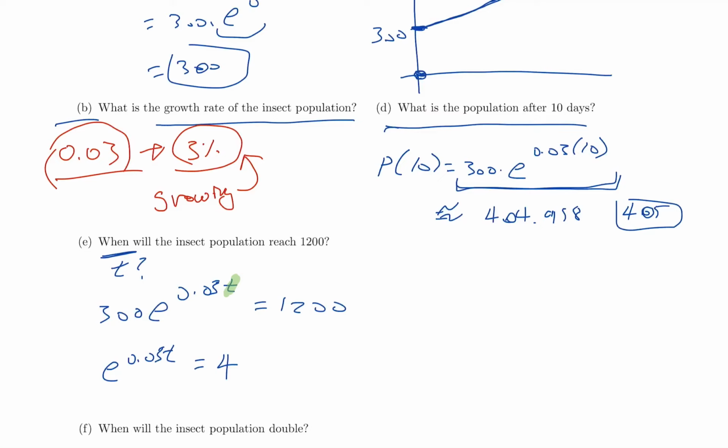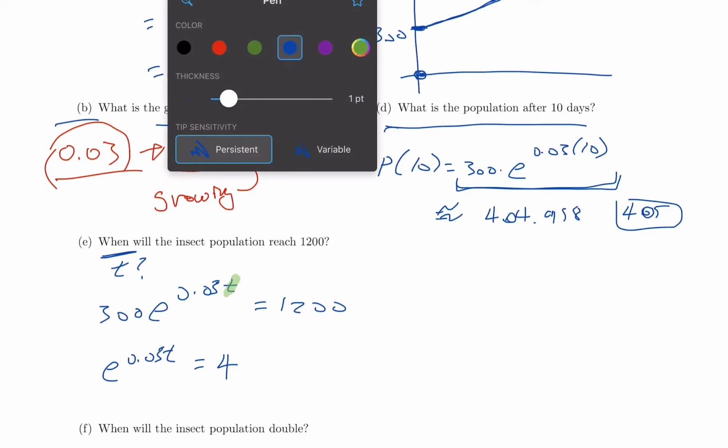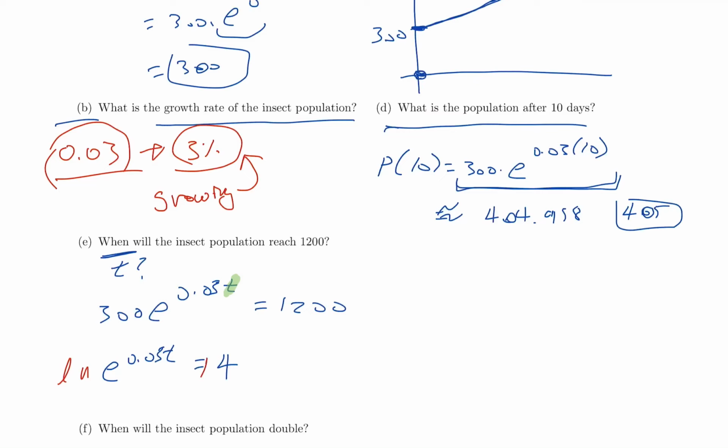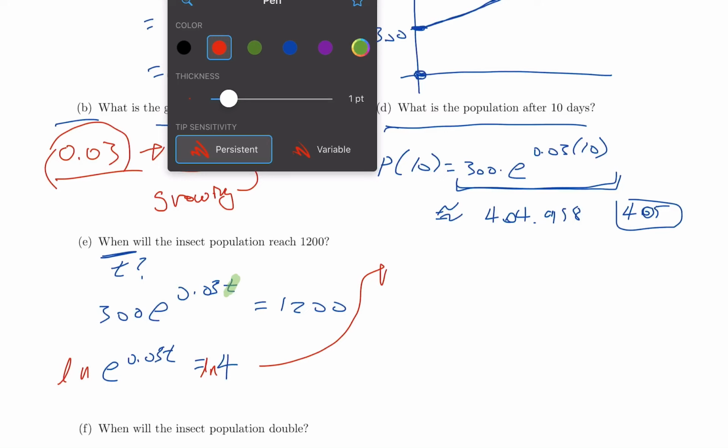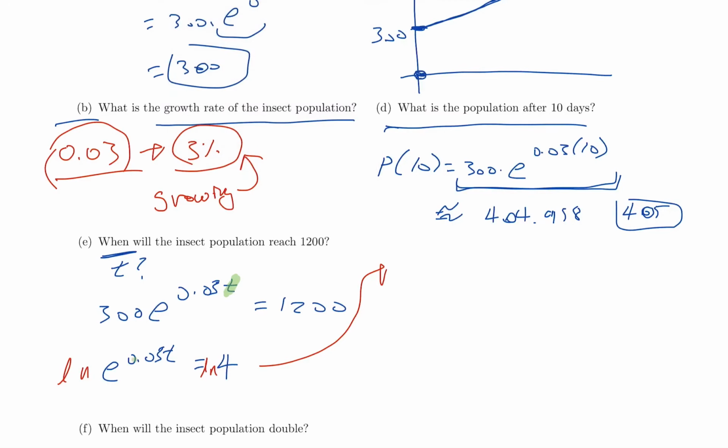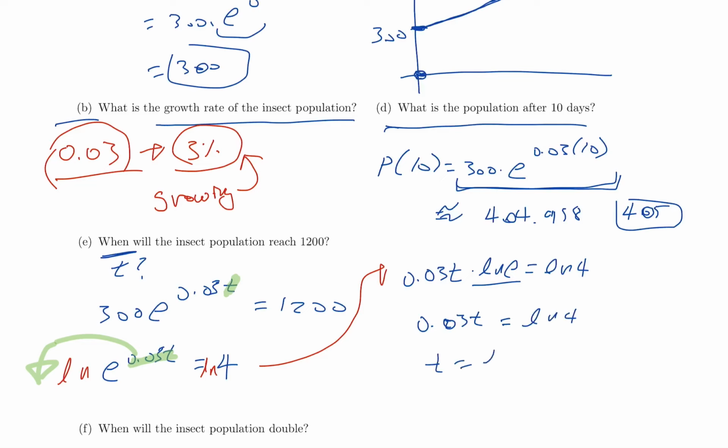Then we take the natural log of both sides. We rewrite it here, then I can bring the 0.03t to the front as a multiplying factor. So 0.03t times ln e equals ln 4. Here ln e is 1, so we can just write it as 1, which is not writing anything. So t is ln 4 over 0.03.